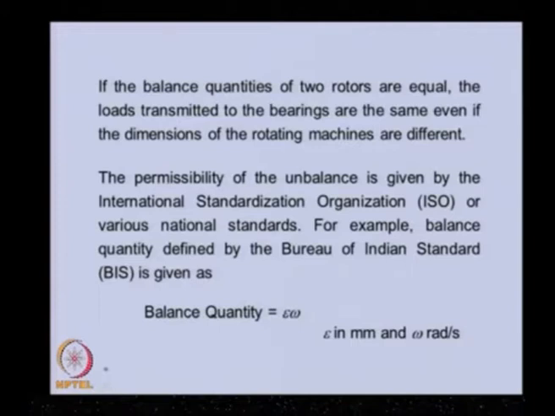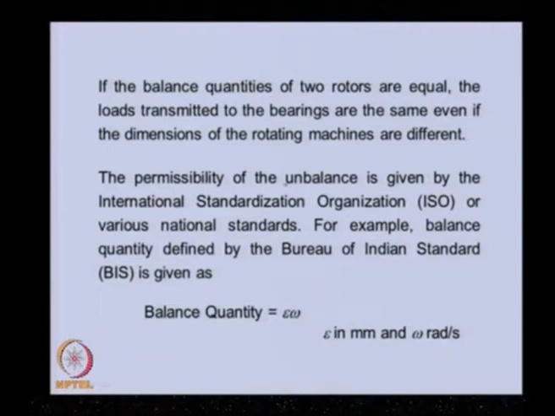If the balancing quality of two rotors is equal, the load transmitted to the bearings is the same, even if the dimensions of the rotating machines are different. So you can see that with the balance quality, we can compare two different rotors, because finally whatever unbalanced forces are there, they are transmitted to the bearing, and if the balance quality of the two rotors is the same, they will produce the same force at the bearing.